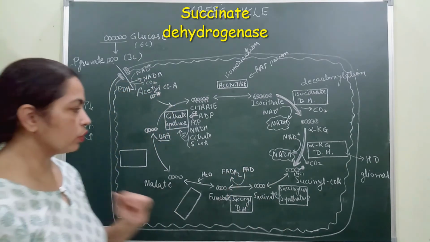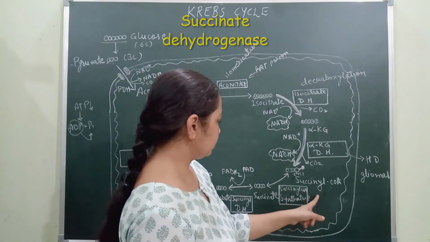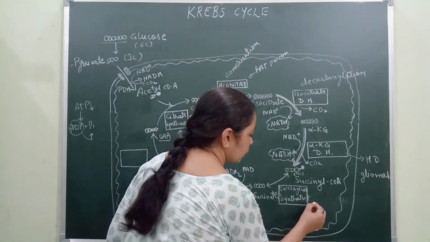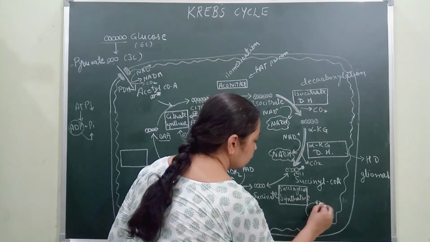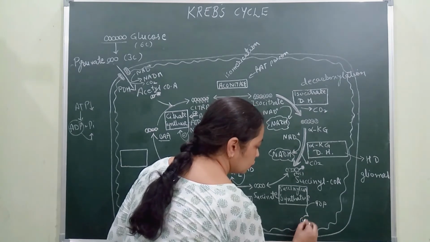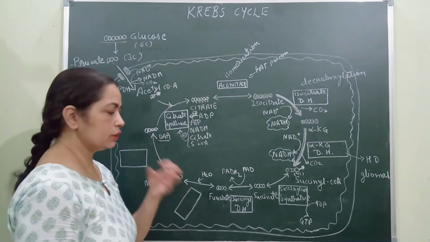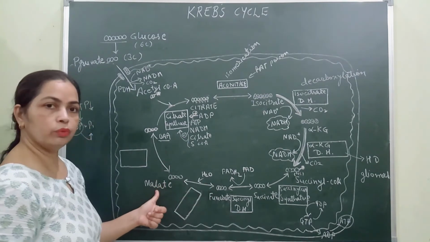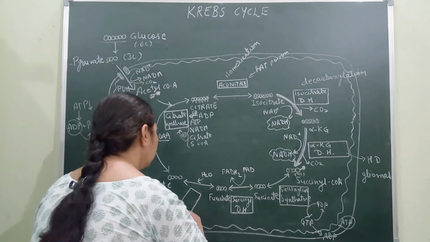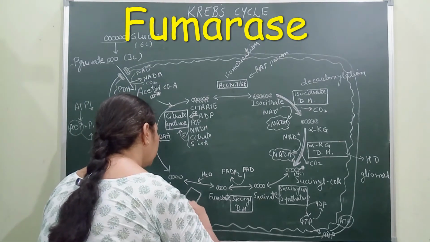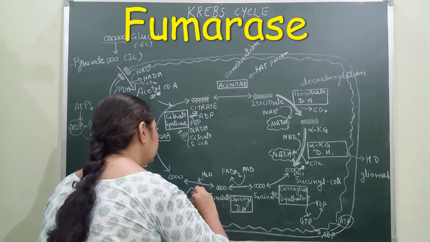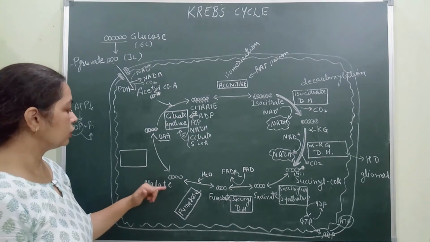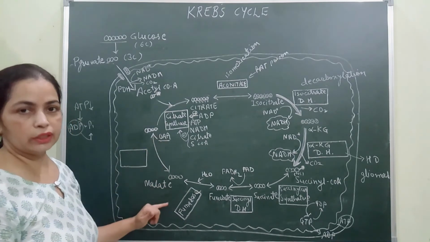And one thing that I forgot to include is that during the previous step, the conversion of succinyl-CoA to succinate, a molecule of GDP is utilized to produce GTP. Now this fumarate, in the presence of water, forms malate, and the substrate is fumarate. So the name of the enzyme is fumarase, and this fumarase converts fumarate to malate, and further the last step, that is formation of oxaloacetate from malate.